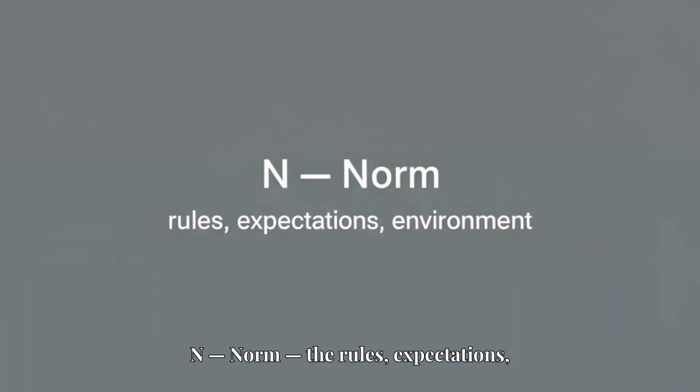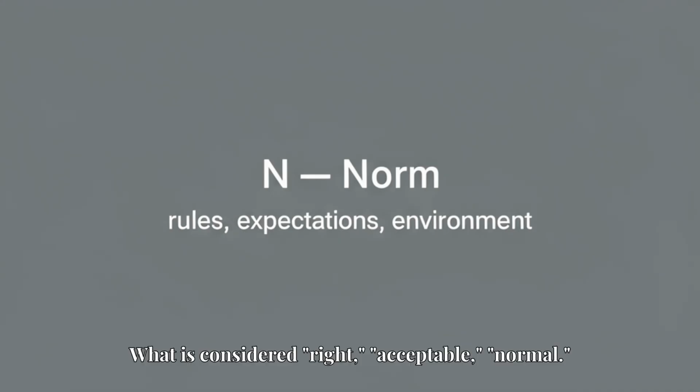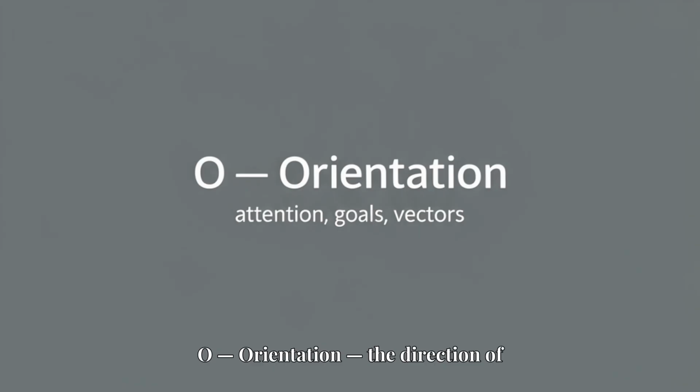N. Norm. The rules, expectations, demands of the environment. What is considered right, acceptable, normal. O. Orientation. The direction of attention, goals, vectors of movement. Where the system looks, what it strives for.